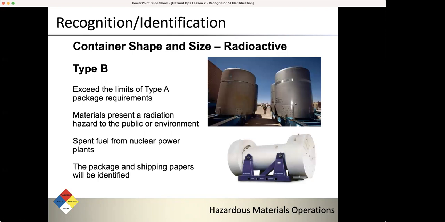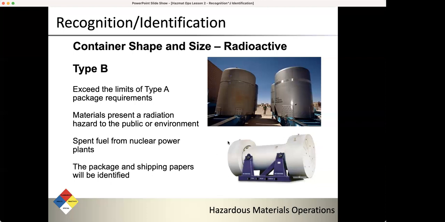And then there's type B. It exceeds the limits of type A package requirements. They present a radiation hazard to the public or the environment. Examples would be spent nuclear fuel, and the packaging and shipping papers are identified. Now, these containers, they don't mention it in the slide, but they are also accompanied by armed guards. So if you see one of these out in the wild, you want to stay far away, because either the radiation is going to get you or the bullets. And they do not mess around, the people with the bullets or the radiation.